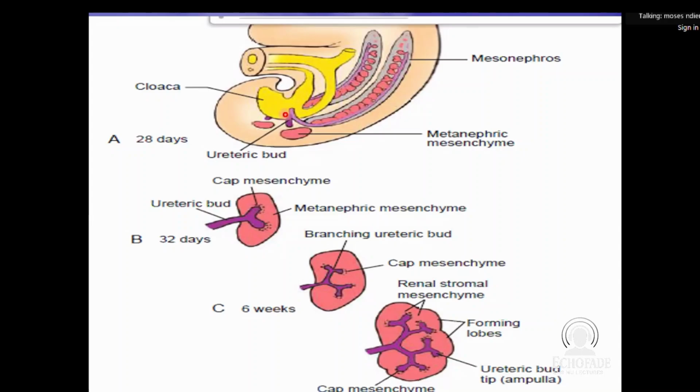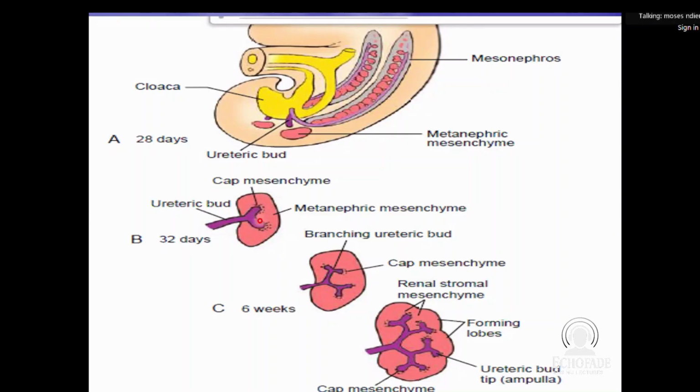The ureteric bud bifurcates into two only when it has entered into the metanephric part of the intermediate mesoderm. So if it bifurcates prematurely, each of those eventually will form two separate ureters. So we can have a double ureter as a malformation.